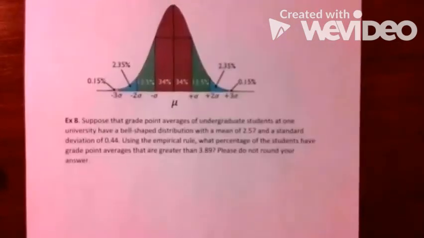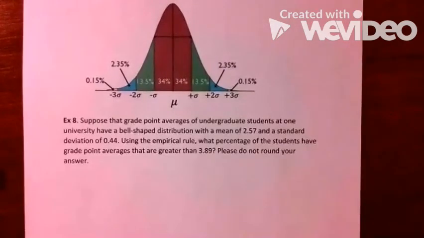Another example using the empirical rule to estimate a probability. Suppose that grade point averages of undergraduate students at one university have a bell-shaped distribution with a mean of 2.57 and a standard deviation of 0.44. Using the empirical rule, what percentage of the students have grade point averages that are greater than 3.89? Please do not round your answer.